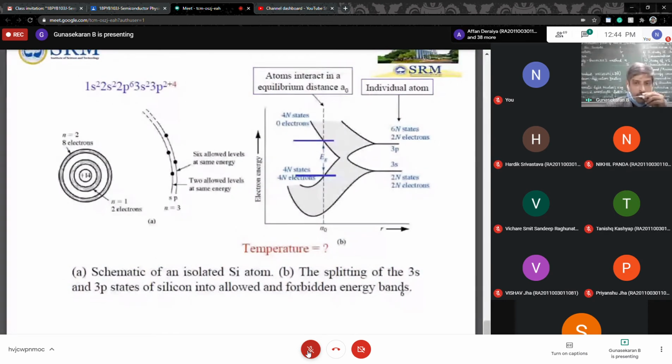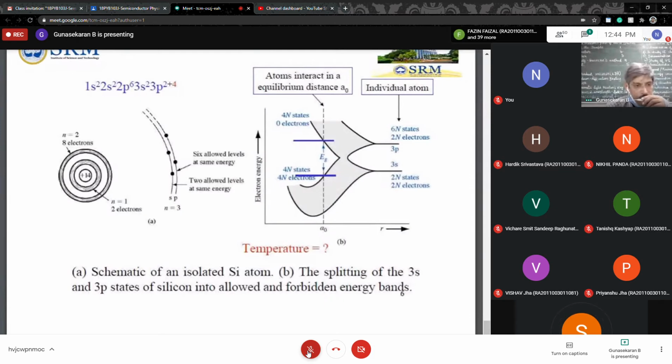Yes. Sir, can you explain it once more? See, listen. First, go to my left-hand side, right-hand side. Initially 3s has 2n states, with a maximum of 2 electrons, so the 2n electrons are already filled. So almost all the 3s orbitals are completely filled. There is no doubt. But what about 3p? In 3p there are 6 states, that is 6 electrons. But in silicon, there are only 2 electrons. Is it correct?